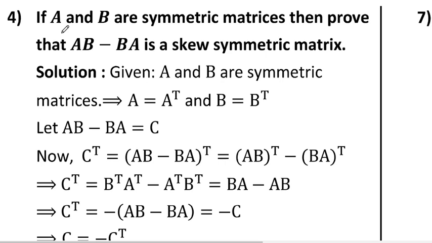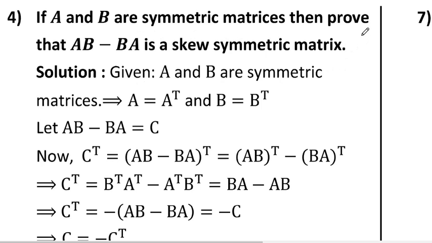Hello students, in this video I will explain three important problems which will be generally asked for 3 marks, and you can expect this type of question also. See the question: if A and B are symmetric matrices, then prove that AB minus BA is a skew symmetric matrix. And you should know the definition of symmetric and skew symmetric matrix.